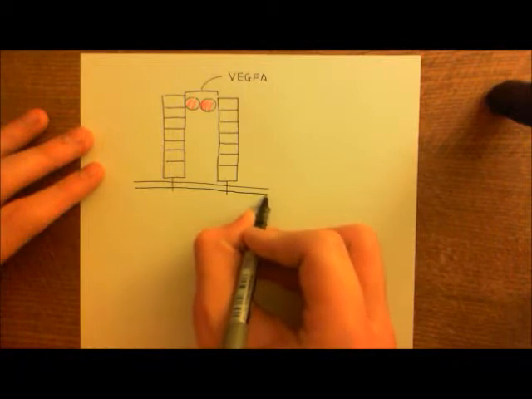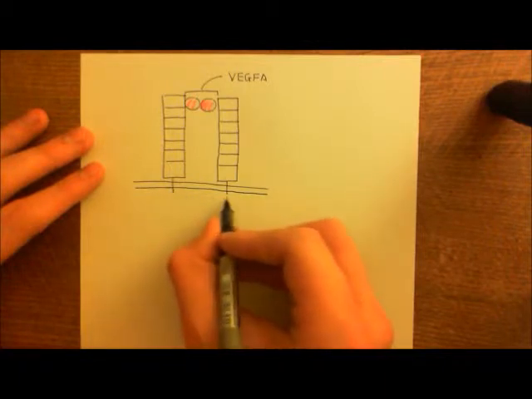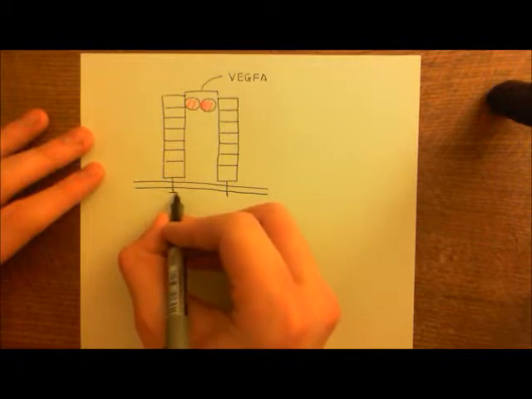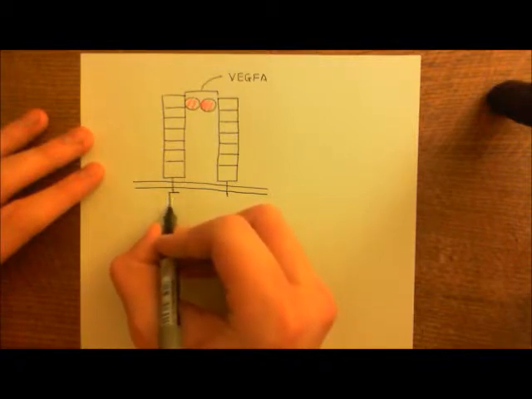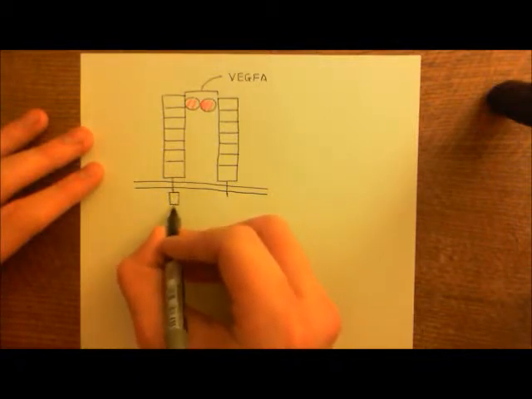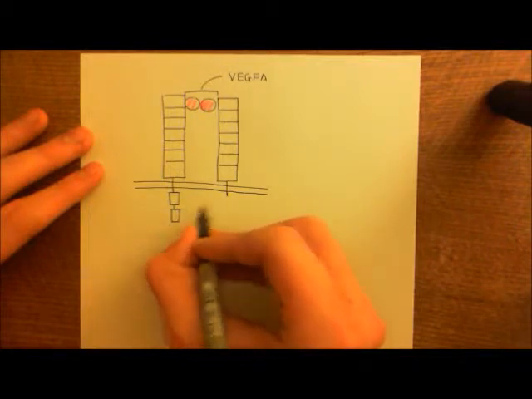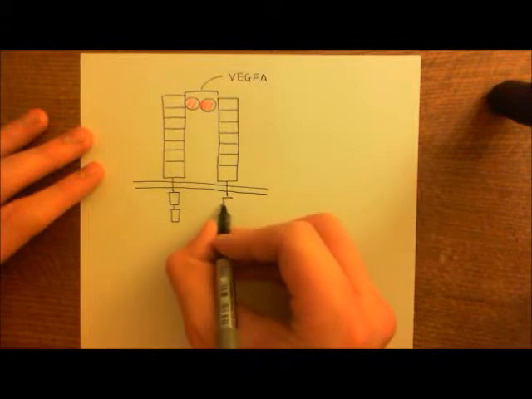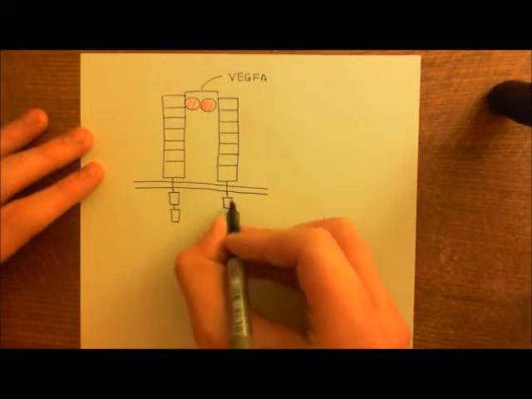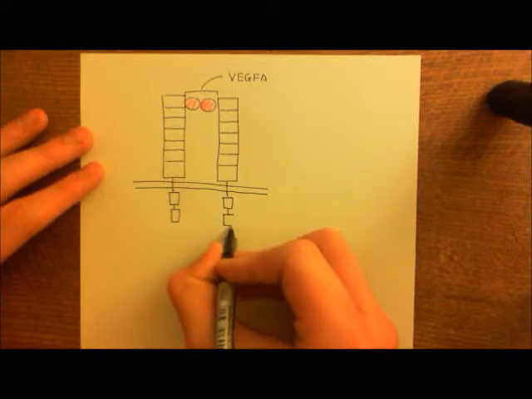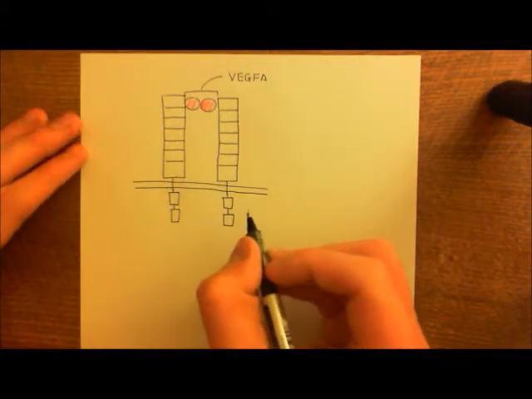And now, once they've dimerized in this way, what's going to happen is their receptor tyrosine kinases are going to become active. So these originally split receptor tyrosine kinases are going to become active tyrosine kinase enzymes, and they're going to stick phosphate groups onto tyrosine residues.